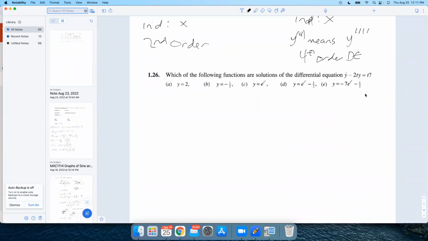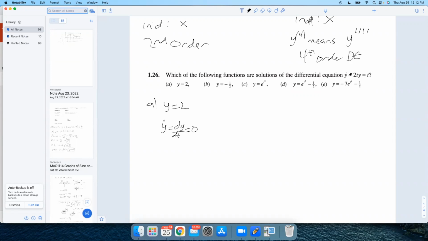So once we get good at this, a few weeks from now, the easy way to do this would be to actually solve the DE and then see which one of these could possibly fit into our family of solutions. But we don't have those skills yet, so we just got to try them one at a time. So A, let's try y equals a constant 2. Then my derivative, y dot, which is the derivative of y with respect to time. Derivative of a constant is 0.